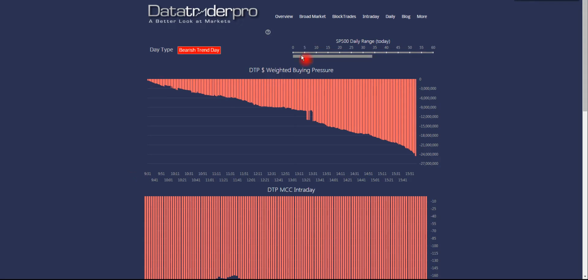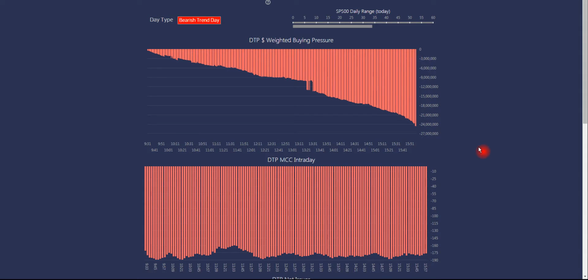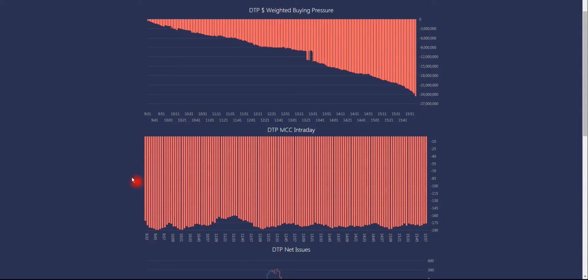It's our own basket of key market moving stocks, net volume of key market moving stocks. It just pressed down all day. It trended, and never relented. So definitely a bearish day in terms of internals. Our version of the intraday McClellan, the DTP MCC, was pretty much at the bottom all day long, almost right off the open.